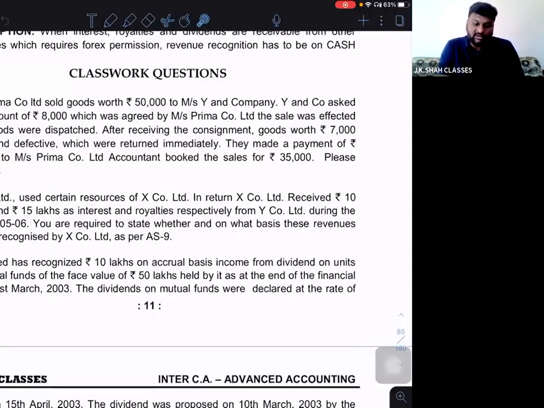Question number 1, what it says: Messrs. Prima Company Limited sold goods worth 50,000 to Messrs. Y and Company. Y and Company asked for a discount of 8,000, which was agreed by Messrs. Prima Company Limited. Sale was effected and goods were dispatched. After receiving the consignment, goods worth rupees 7,000 are found defective, which were returned immediately. So technically 8,000 rupees was the discount asked at the time of sale. So can I say this discount is considered as a trade discount?